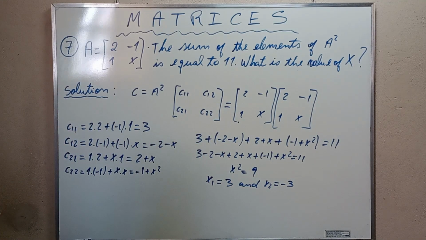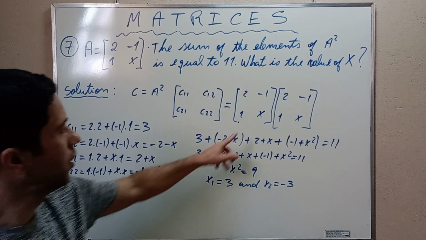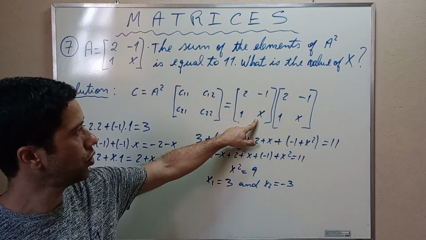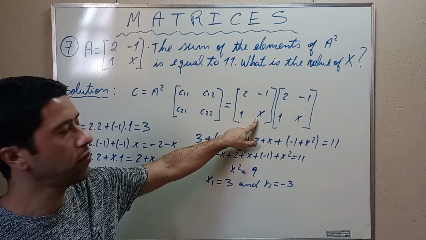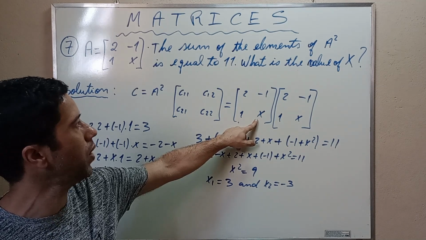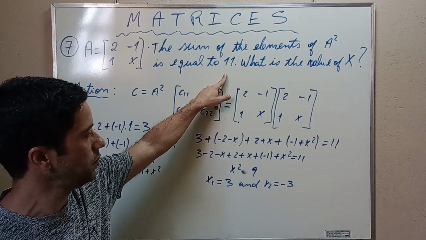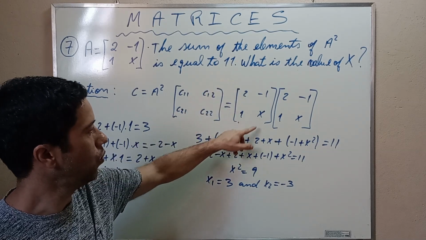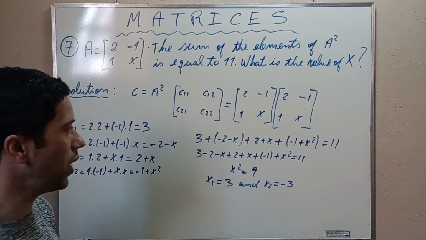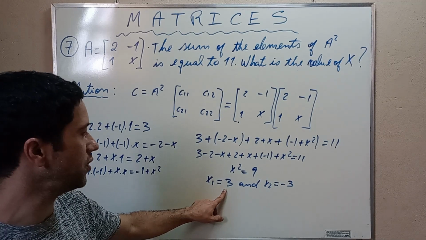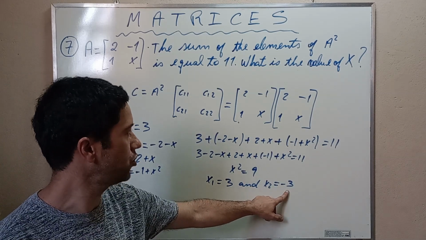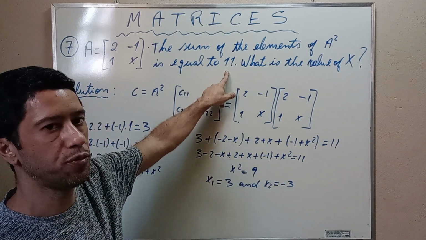We have two values for which this is true, okay? The condition is the sum of the elements of A squared is 11. When we calculate A squared, the only possible solution is this: x equal to 3 and x equal to negative 3 for the sum to be 11.